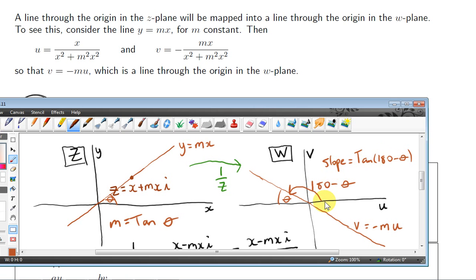Okay, to get the slope of a line we get the tan of the angle measured anti-clockwise from the positive u-axis in this case. But the tan of 180 minus theta is the same as minus tan of theta, which is minus m. So this mapping has the effect of reflecting the line through the y-axis.